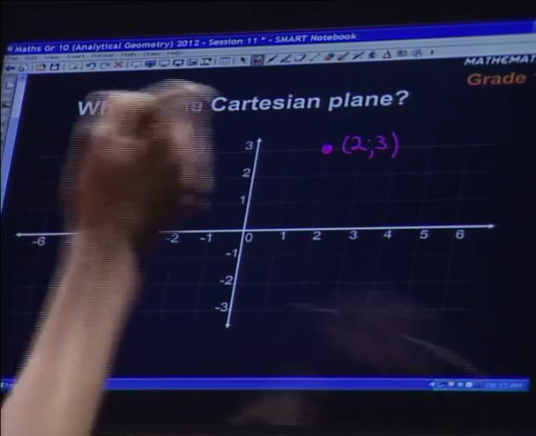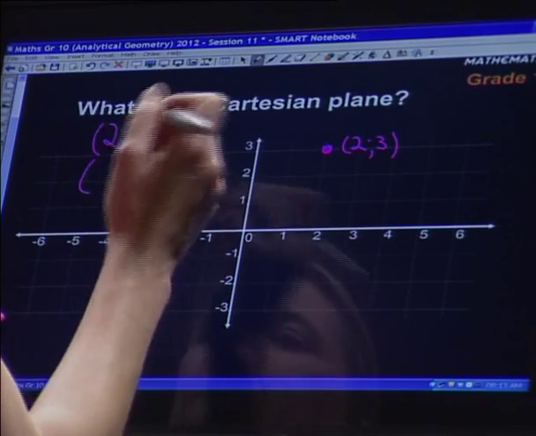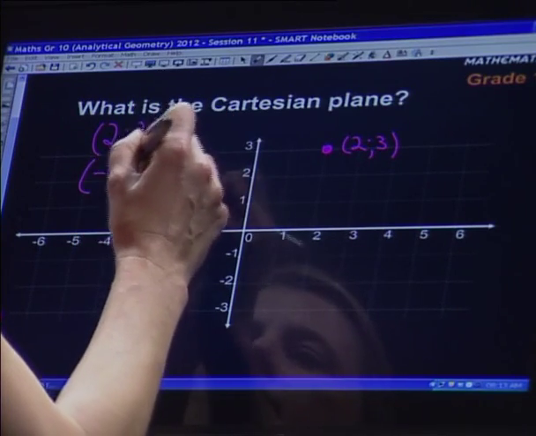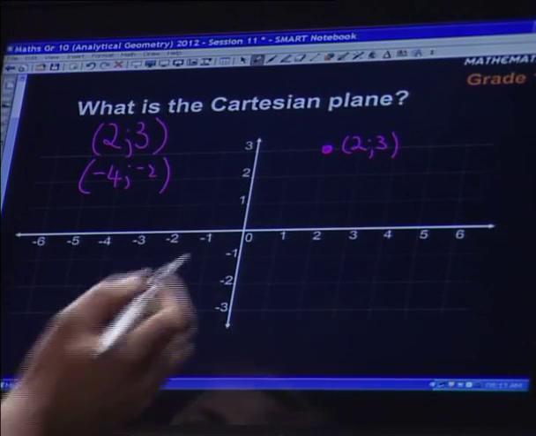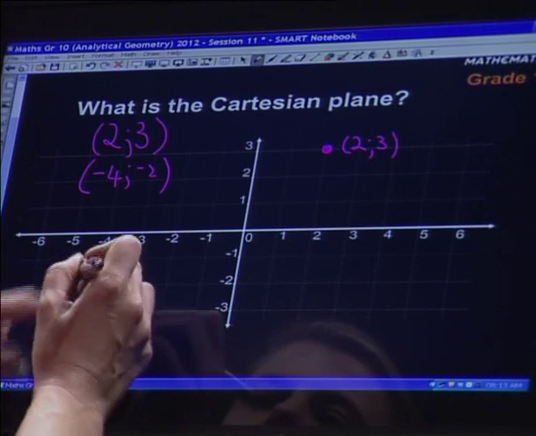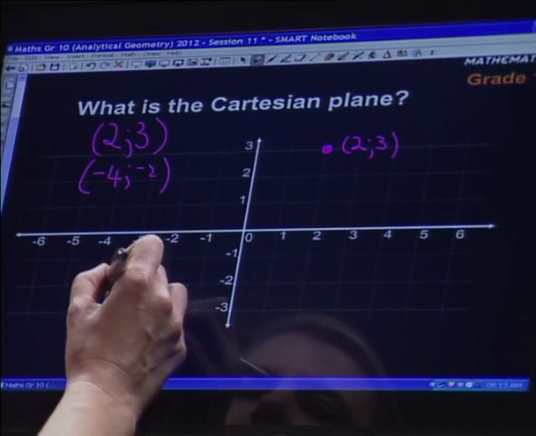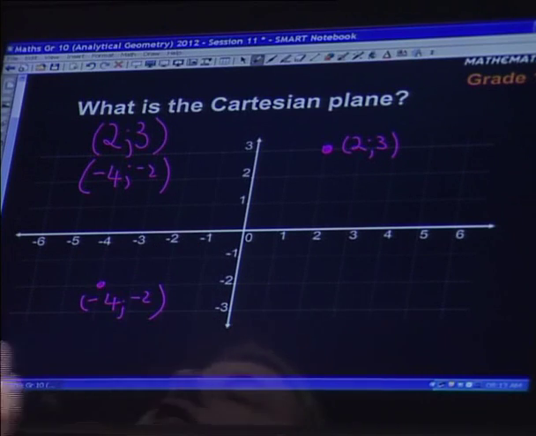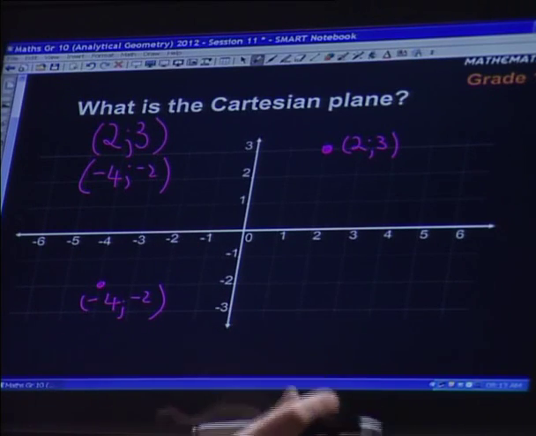Easy as that. Let's do another coordinate quickly. What about x is minus 4 and y is minus 2? I go to minus 4 on the x-axis and minus 2 on the y-axis. And there I have my point. I don't think that this will cause too much of a problem for you guys. We have met the Cartesian plane before, so just a quick revision on plotting points.